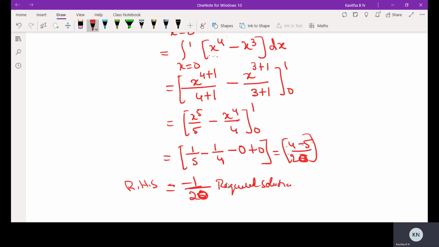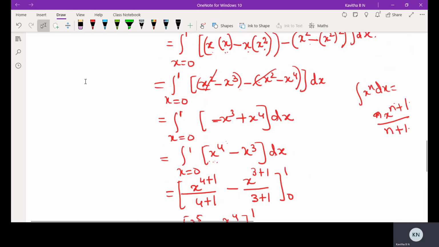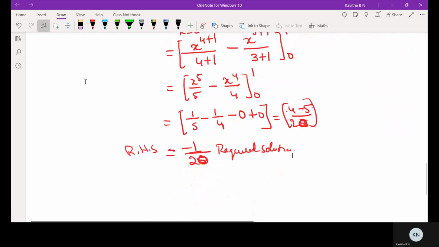Okay, any doubt? Evaluate means we have to find only the LHS part or the RHS part. Verify means we need to find LHS and also RHS. Okay, understood, no?